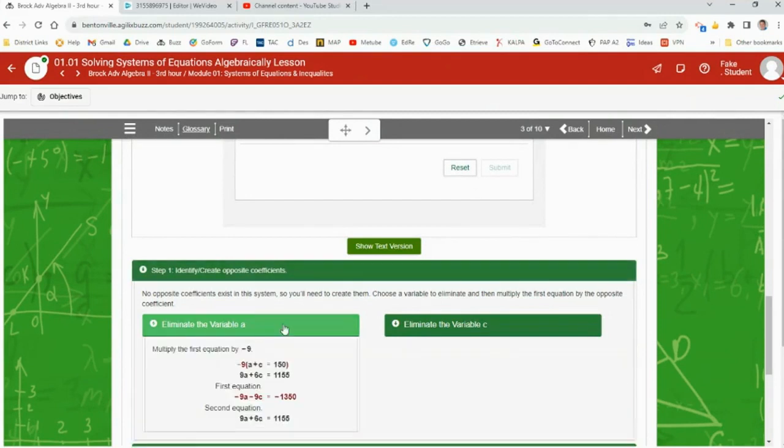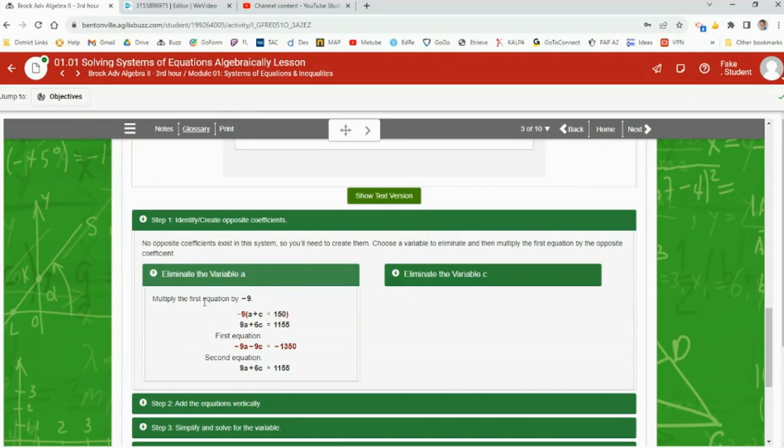If we eliminated the A, we would multiply the first equation by -9. So A plus C equals 150 becomes -9A minus 9C equals -1350. And then the second equation would be a positive 9A plus 6C equals 1155. We didn't change the second one. So now we have opposites with the A.